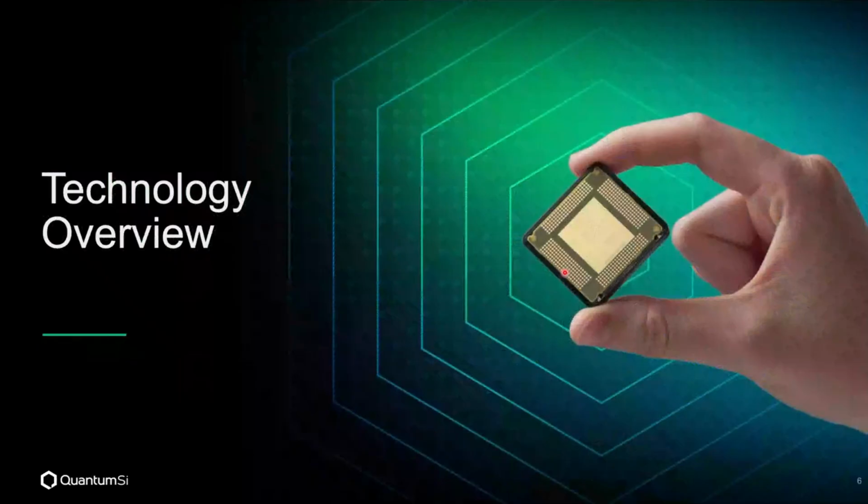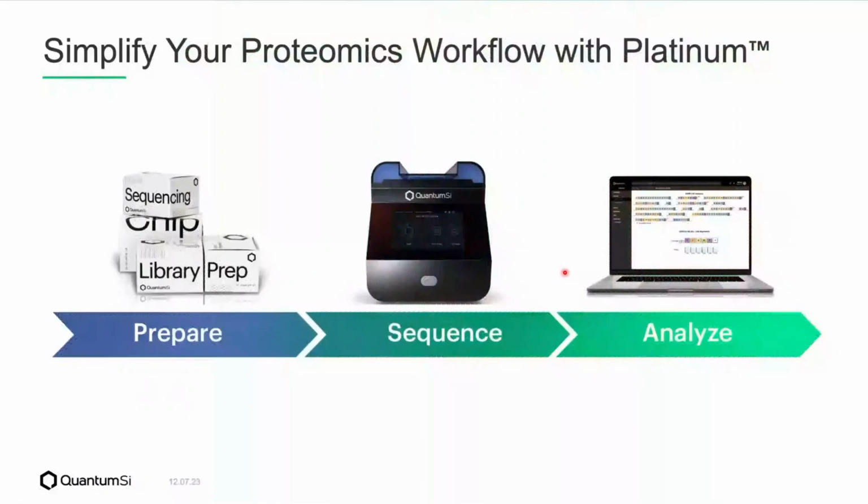With that, I'd like to take a few minutes and describe to you how Platinum generates its single molecule amino acid level resolution sequencing. To begin with, I'm just going to give you an overview of the Platinum workflow. It consists of 3 simple steps in an easy to use end-to-end solution. Begin by preparing ready to sequence protein libraries with our standard protein reagent kits.